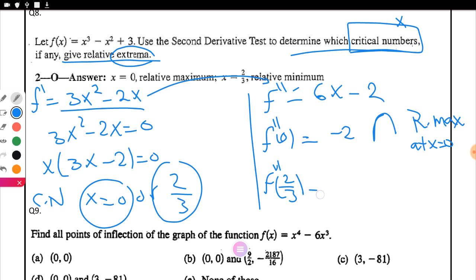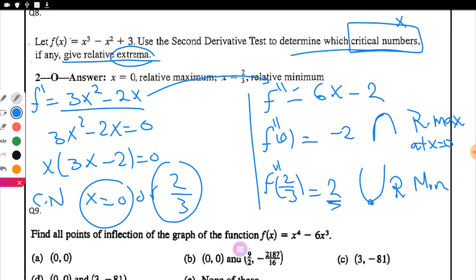At 2/3 it will be 2. Just replace by using a calculator. Since the second derivative is positive, the curve is concave upward. In this case, we have a relative minimum, okay?